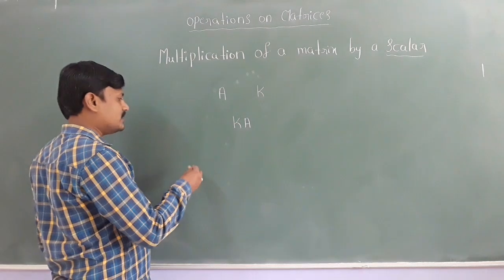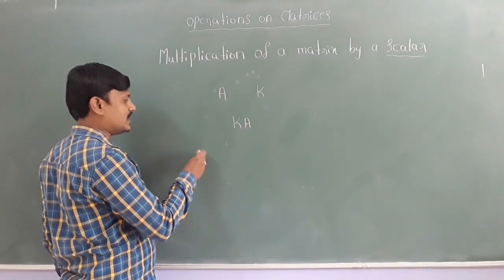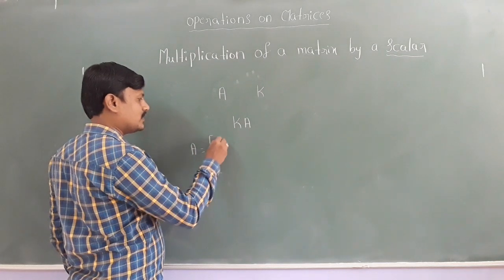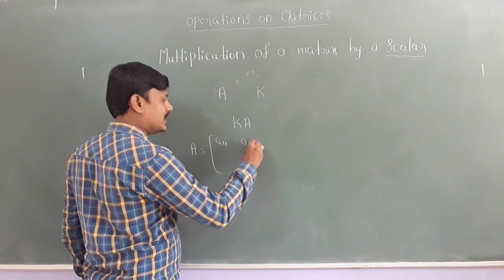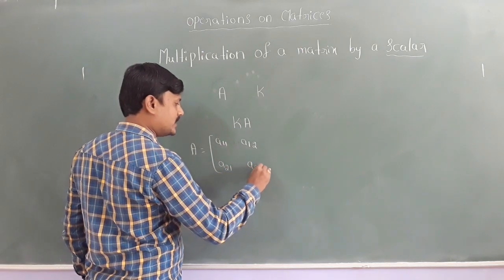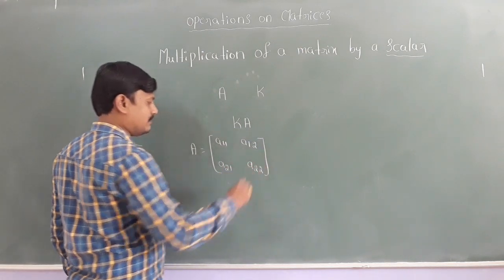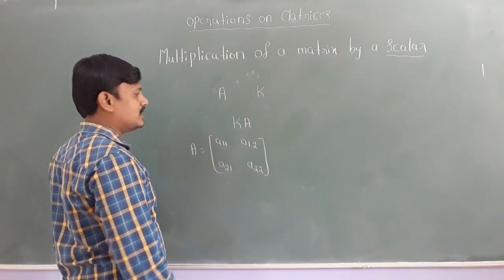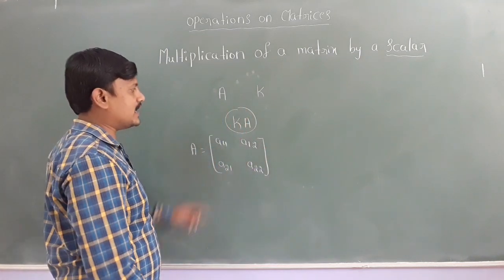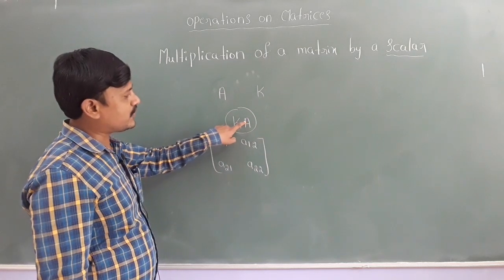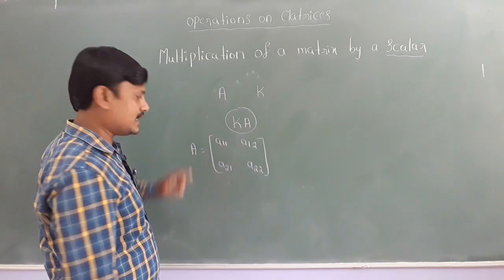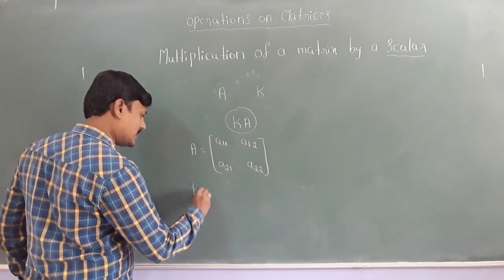Here consider a matrix A, something in general only. A11, A12, A21, A22. It is the matrix A. Then find out the value of KA. KA means each element of the matrix A is multiplied by K. K into A here.